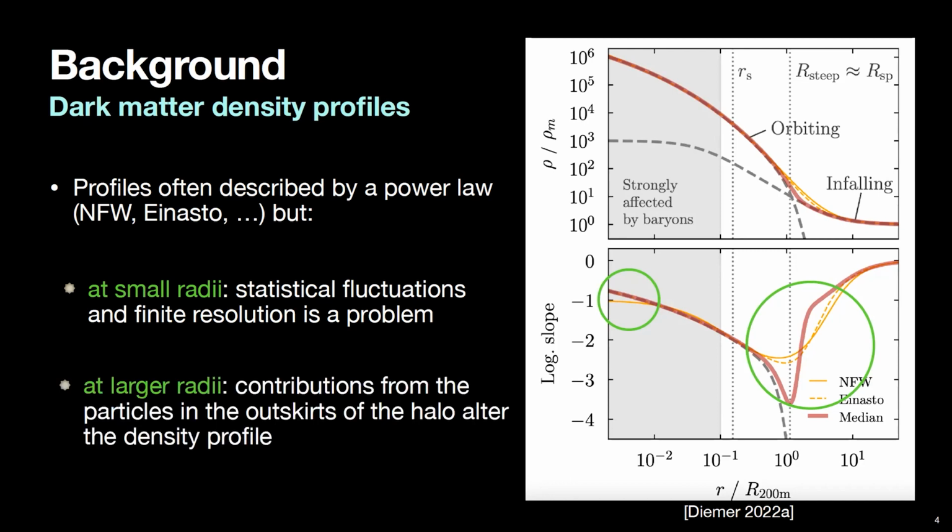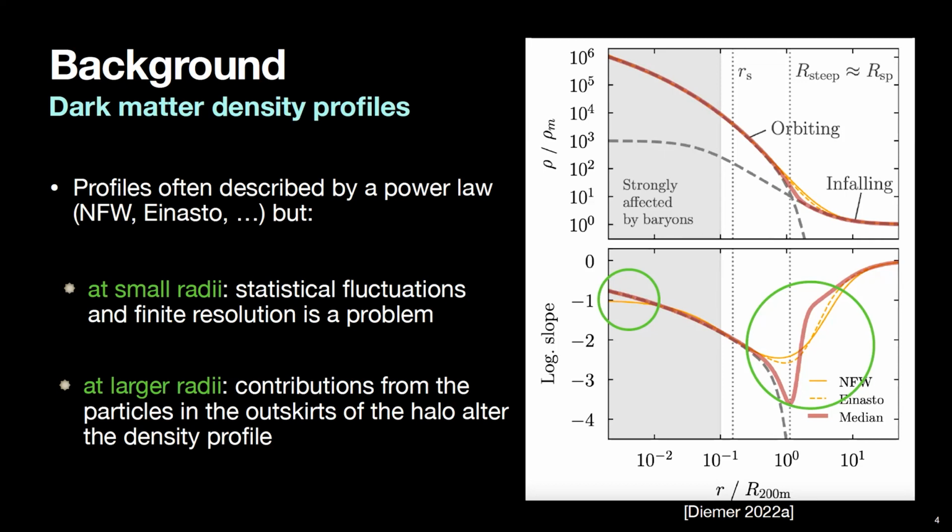And then about the outer regions, well, they're not very well represented by the power law profiles because of the contribution of particles that live in the outskirts of halos, and those bring in out of equilibrium effects, and then they alter the density profiles at the virial radius and beyond. So we need better representations of the profiles, especially in those two regions, to better understand what's going on with our dark matter profiles.